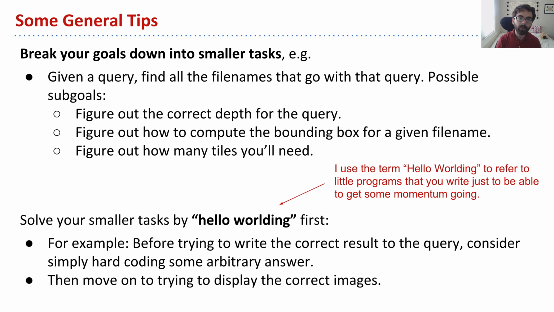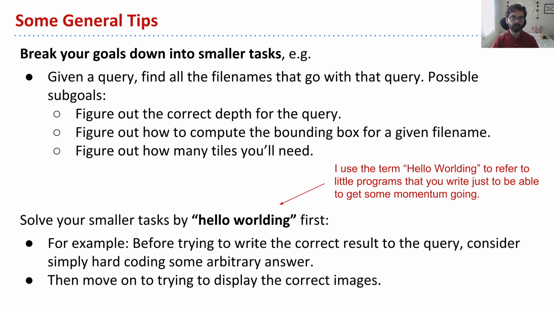And so just to get some momentum going, I think it's a really good idea to, for example, consider just hard coding the getMap raster function to return any arbitrary answer, and then move on to trying to display the correct images instead of just the ones you made up. And that'll be true for the routing part. If you do the autocomplete gold points, there are plenty of places where you can output a dummy output just to make sure you have a clear understanding of how the output you provide is going to be used.